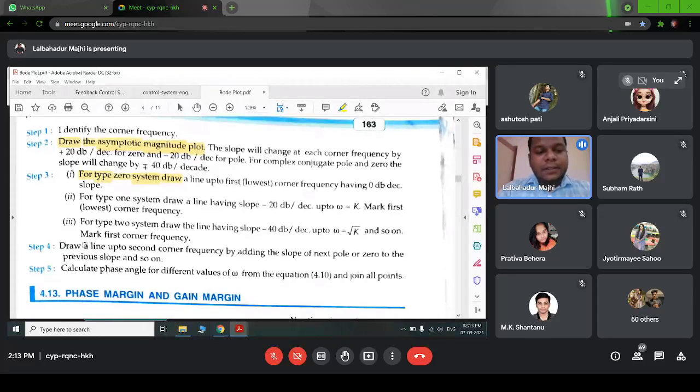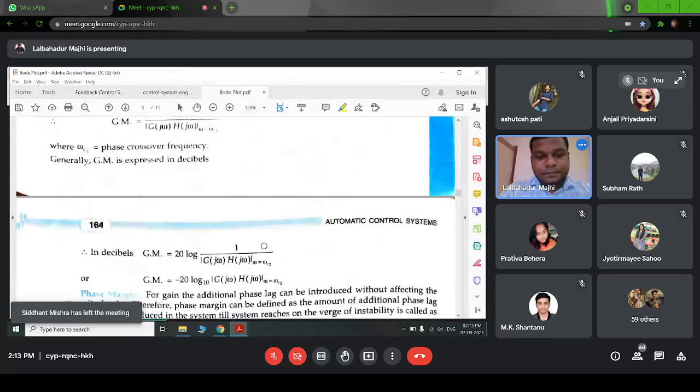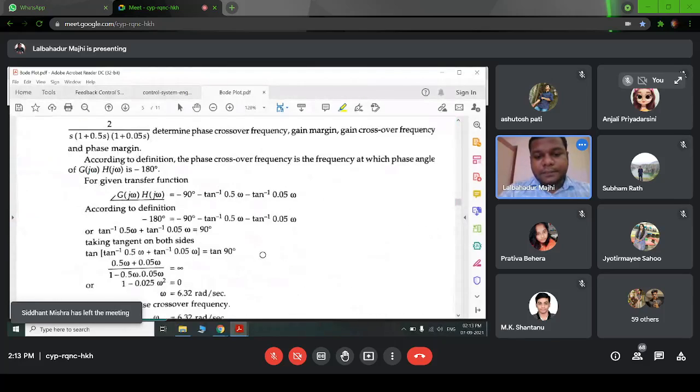Then draw a line up to the second corner frequency by adding the slope of the next pole or zero to the previous slope, and so on. The next step is to calculate the phase angle for different values of omega. We'll go through this later. So let's go through a simple example of how to draw the Bode plot.